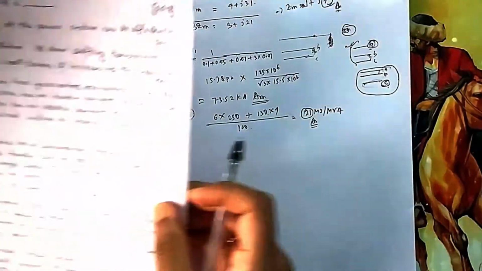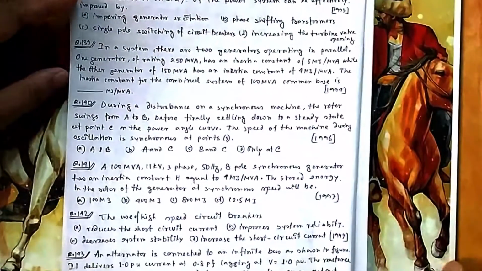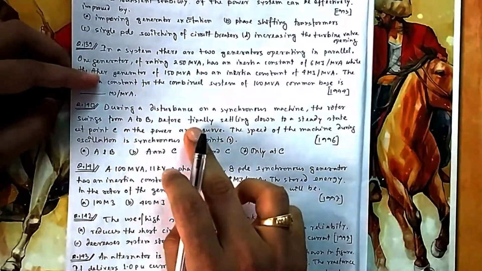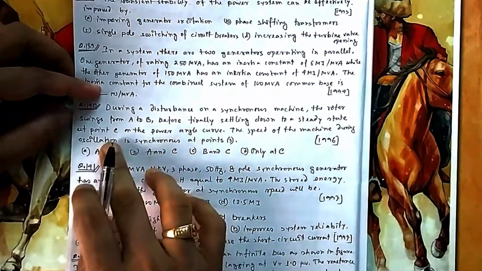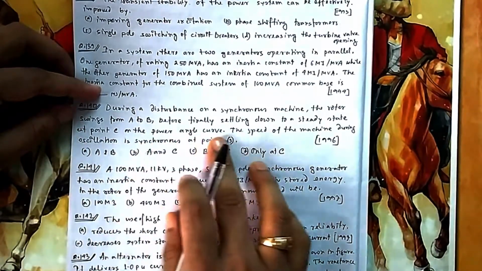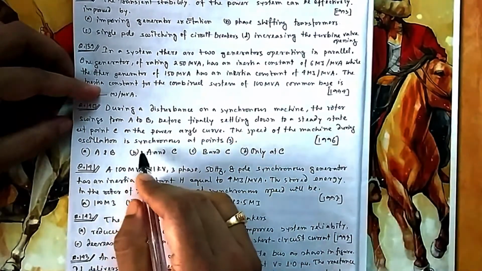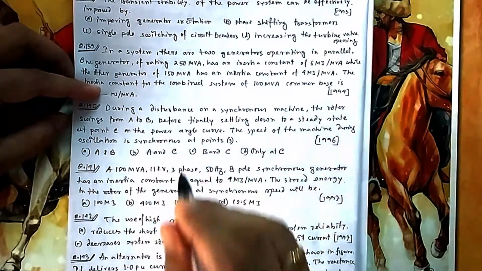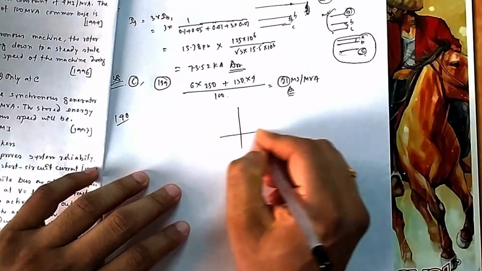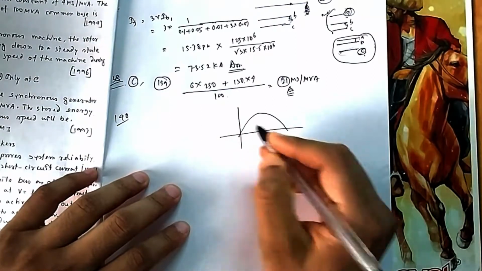Next, if you come to 140, during a disturbance in synchronous machine, the rotor swings from A to B before finally settling down to a steady state point C on the power angle curve. The speed of the machine during which is synchronous. The speed should be synchronous at what point? So I think you have studied this one for equal area criteria of this type of questions.